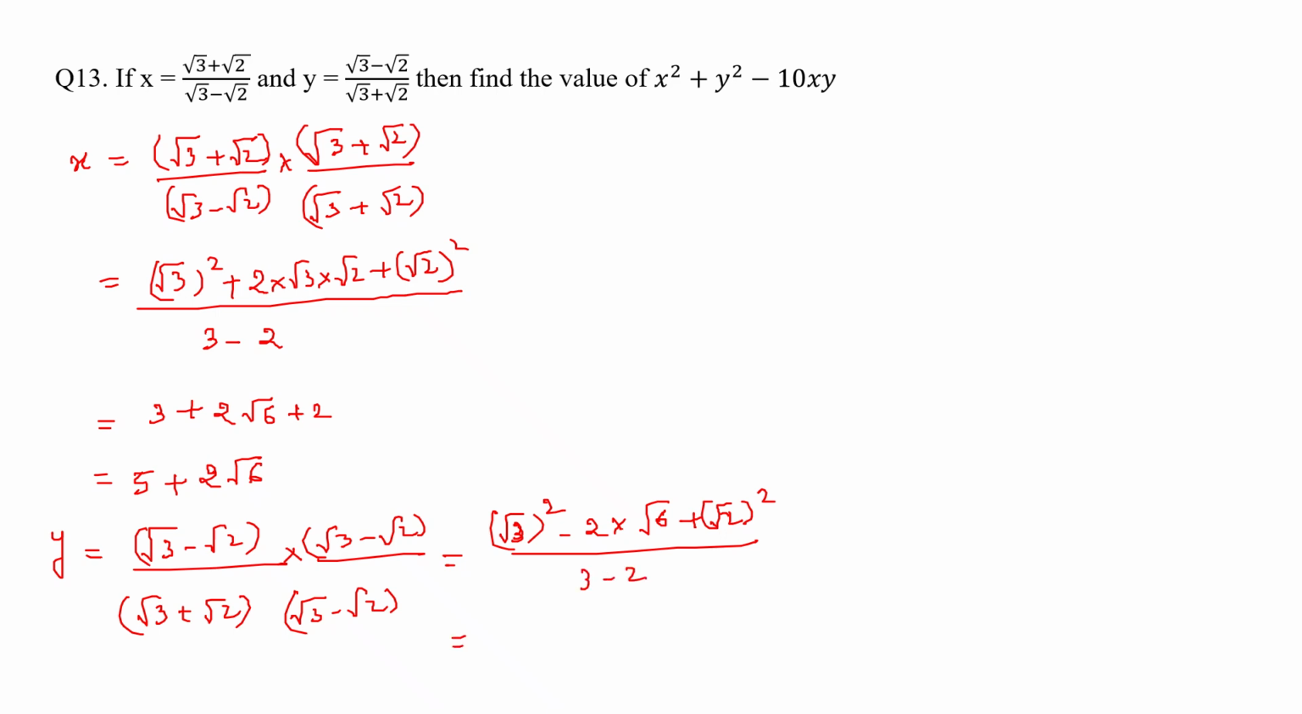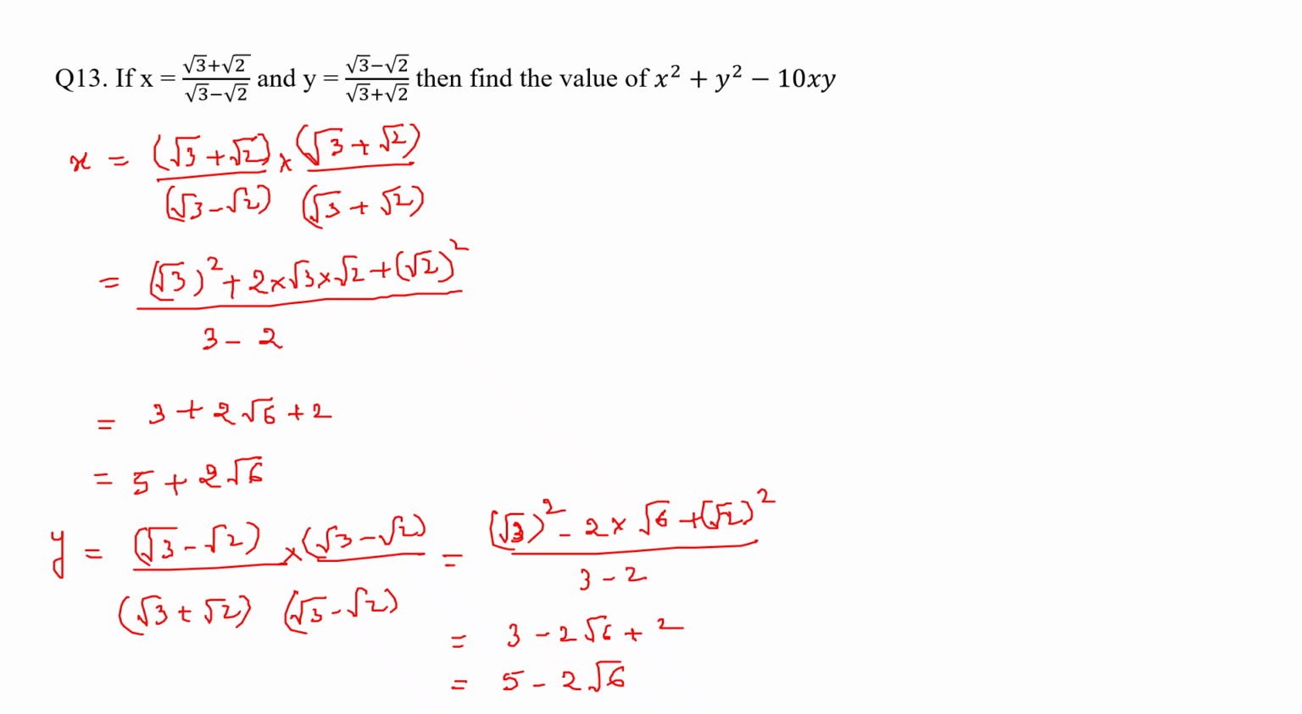So the numerator is root 3 square, which is 3, minus 2 root 6 plus 2, and the denominator is 1, so no need to write. And 3 plus 2 is 5 minus 2 root 6. So the simplified form of y is 5 minus 2 root 6.